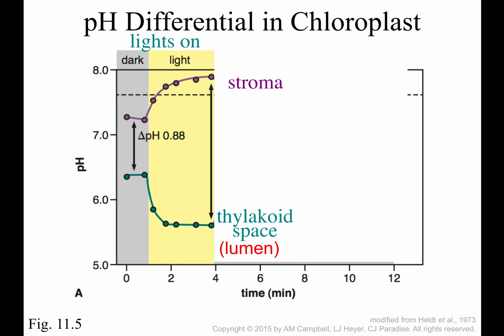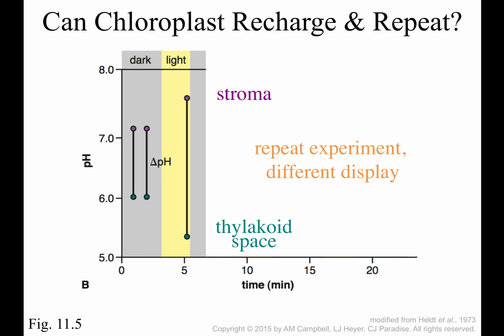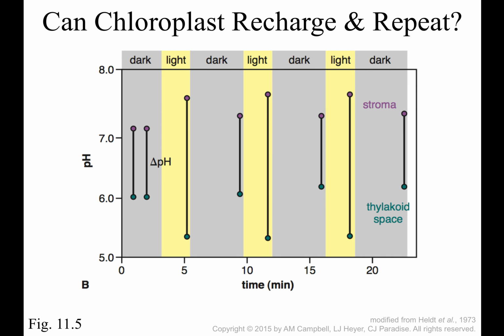Again, they come out of the stroma and go into the lumen. So the pH goes down in the lumen and goes up in the stroma when exposed to light. But when the lights are off, that effect goes away. Okay? So the pH change in the dark, not exposed to light, not very much. pH change when it is exposed to light, big change. Okay?